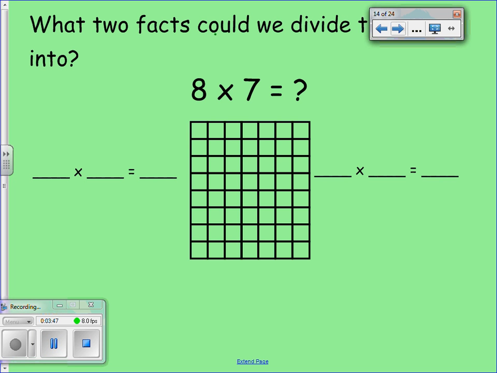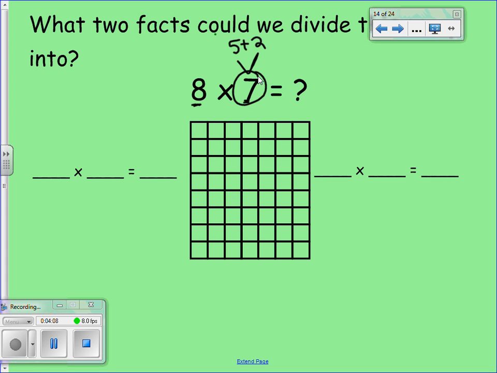8 times 7. So in this case, I'm going to go ahead and decompose my 7 because I can break that 7 into a 5 plus a 2, and both of those are way easier for me to multiply than if I decompose the 8 into a 5 and a 3 or a 4 and a 4 because I don't know my 4s very well. So I'm going to decompose the 7 in this case.